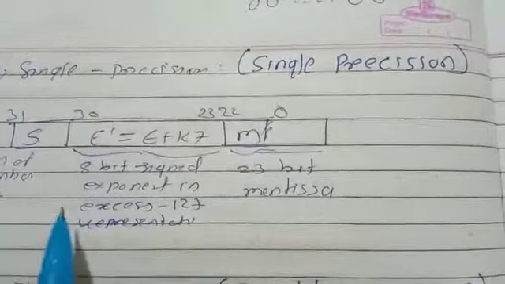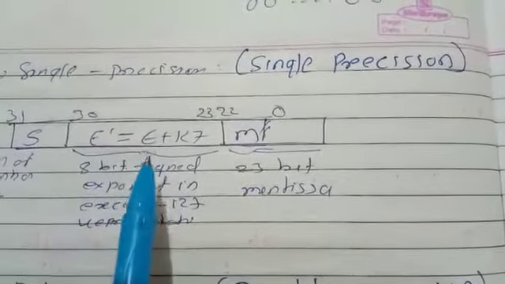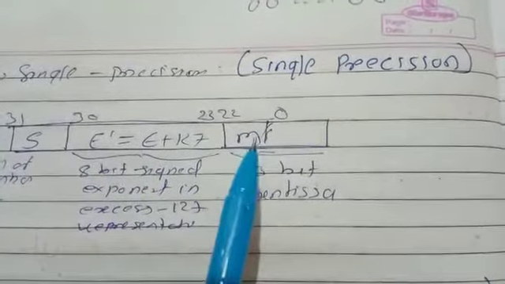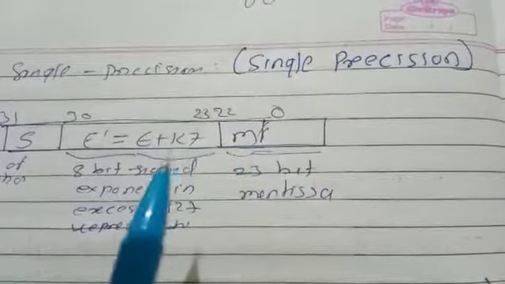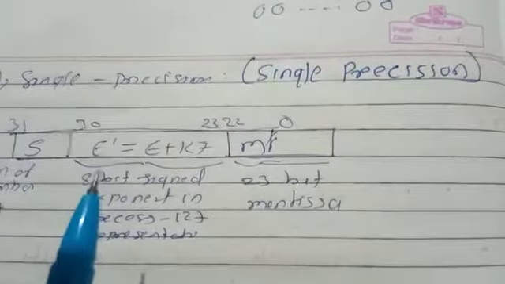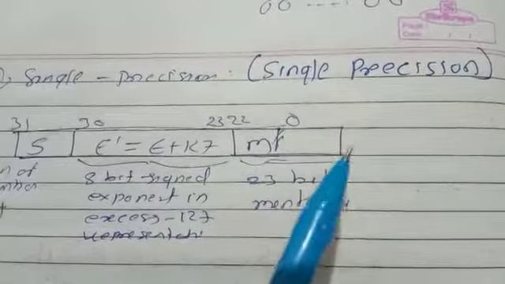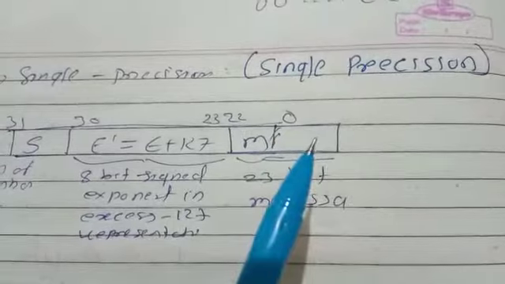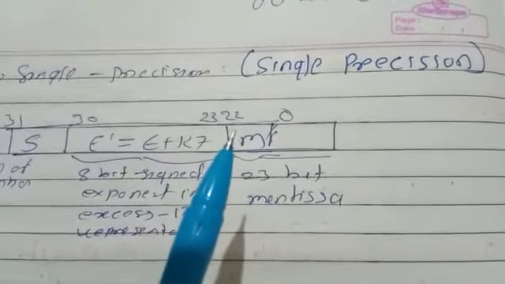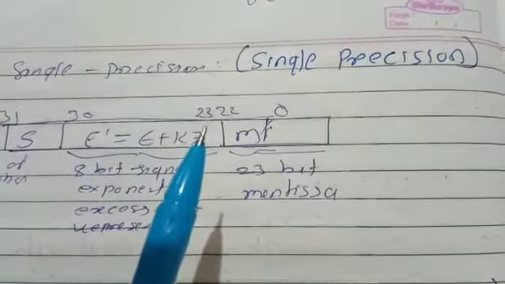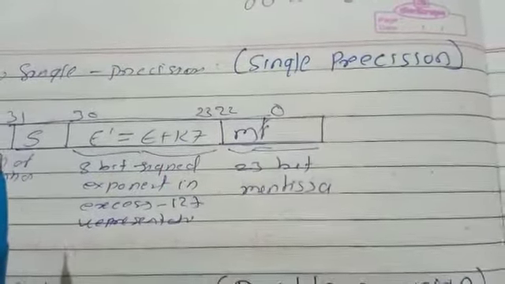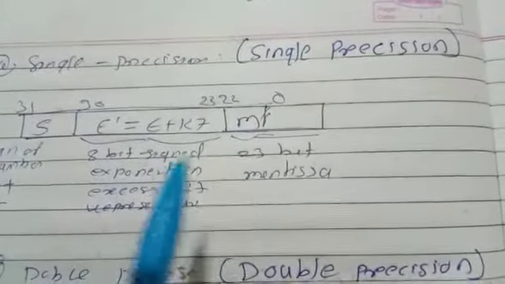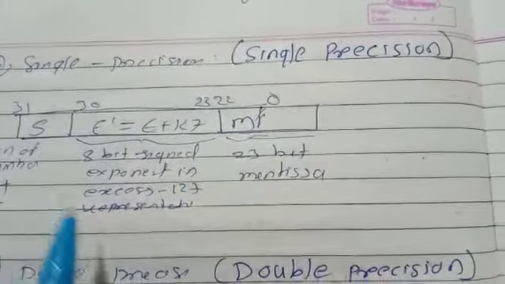Single precision consists of three most important fields: the sign bit, the exponent bit, and the last one, the mantissa bit. This single precision format consists of 32 bits, 0 to 31. Here the mantissa consists of bits 0 to 22, the exponent consists of bits 23 to 30, and the sign consists of bit 31, which is 1 bit. Here in total we have considered 32 bits.